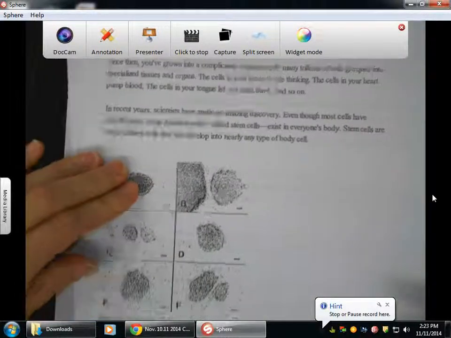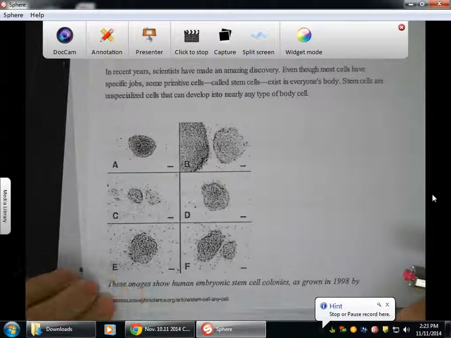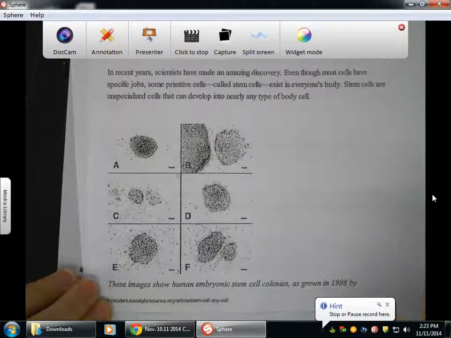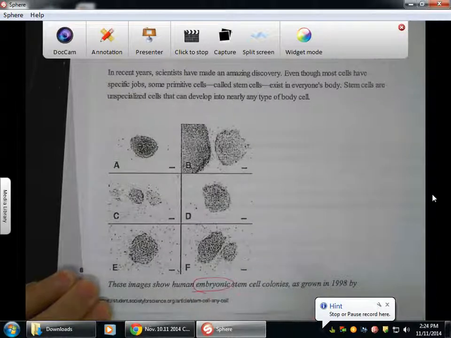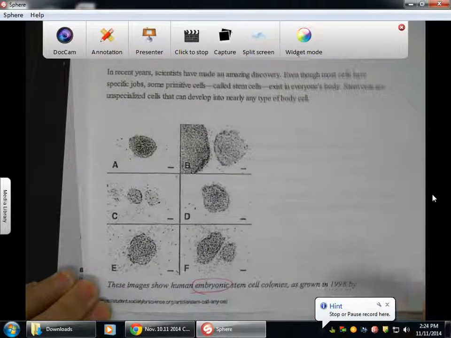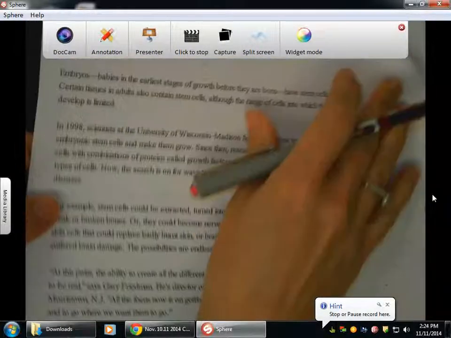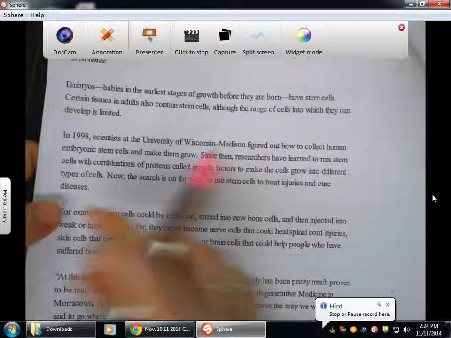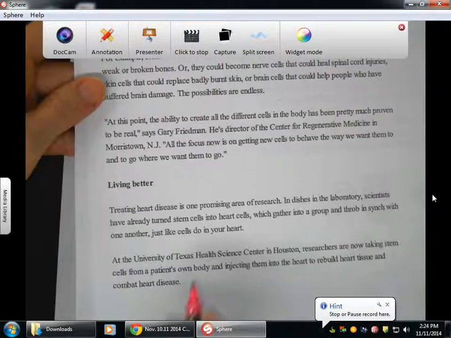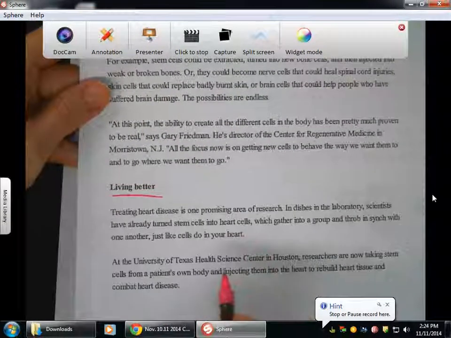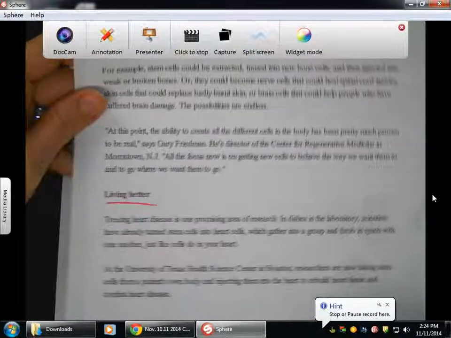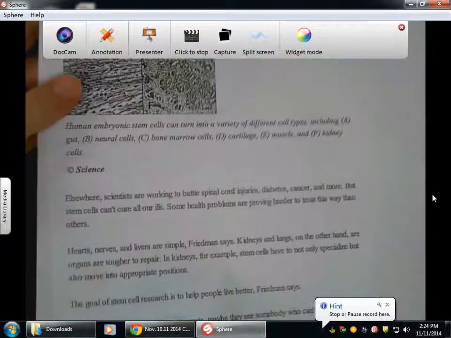We've got a picture at the bottom here, with a caption. It says these images show human embryonic stem cells. We're going to come back to this word embryonic. Not sure exactly what this is about yet. Look on the back. Looks like we've got, again, nice broken up paragraphs. Looks like here we've got a separate little bold-faced title, Living Better. So this must be about living better, something to do with that.